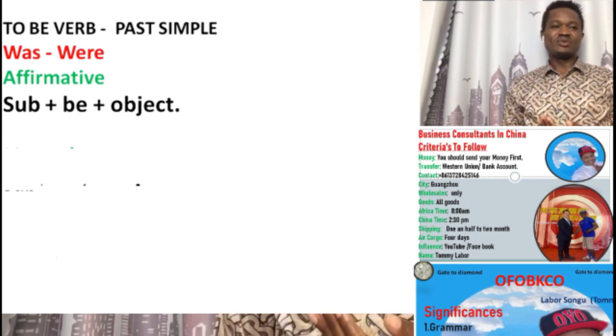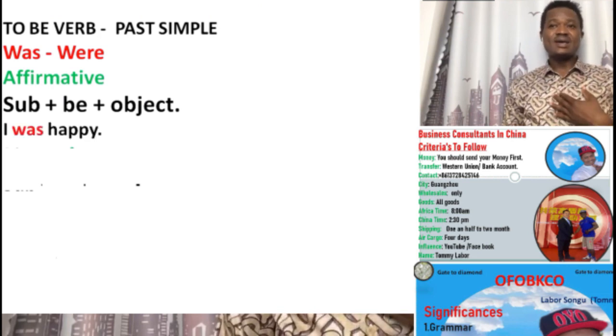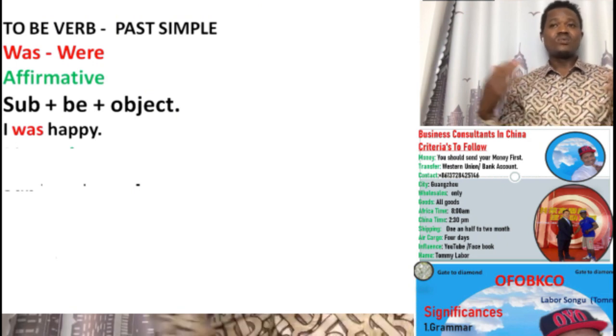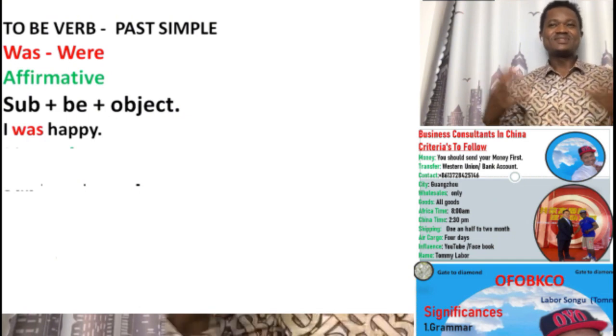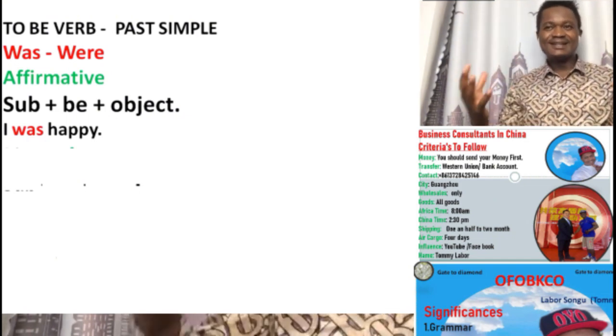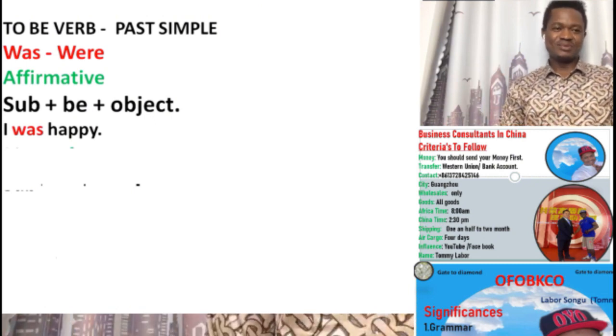So, for example, let's give a sentence. You have to say the sentence like this one: I was happy. So I is the subject. Was is what? It is the verb to be. Happy is the object. So this is a simple way to understand the affirmative form for the verb to be in the past simple.